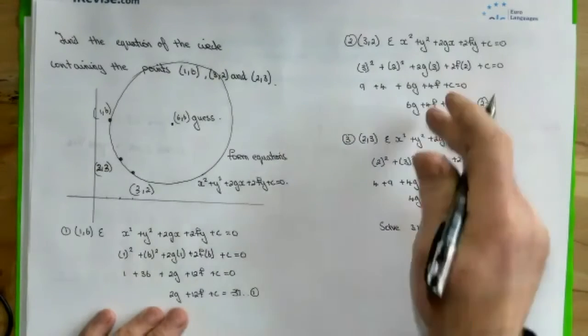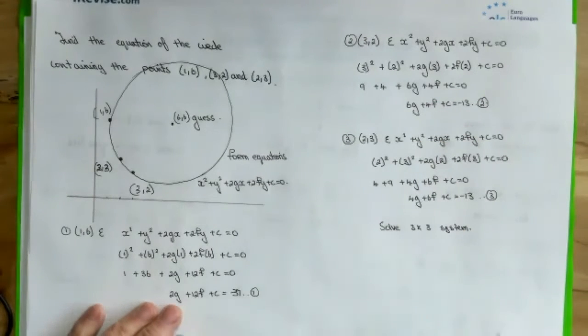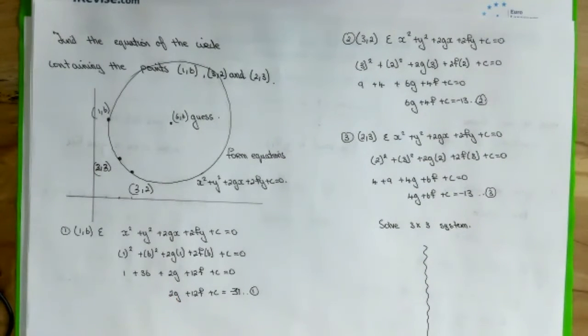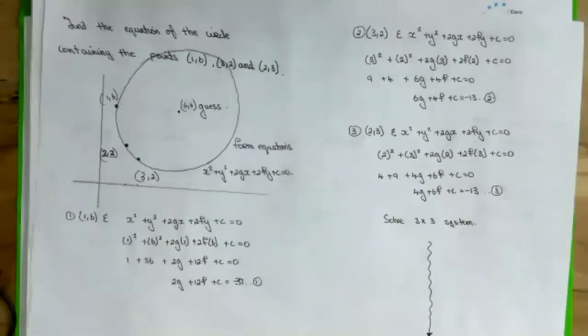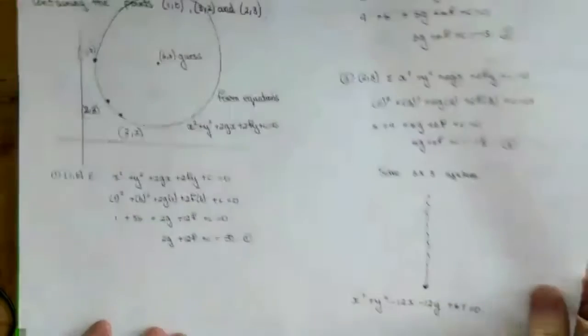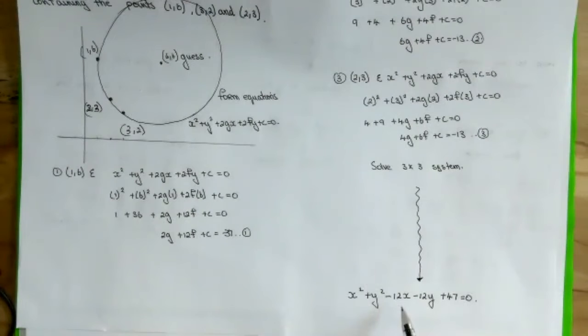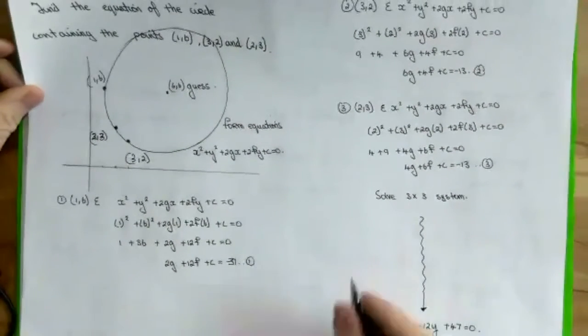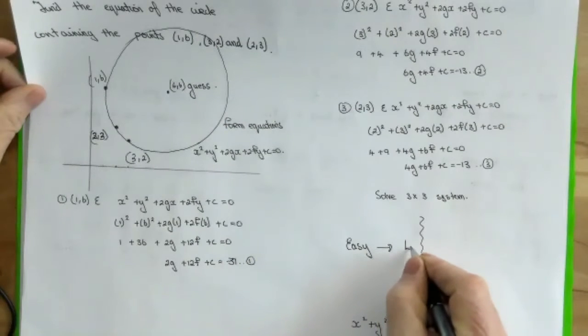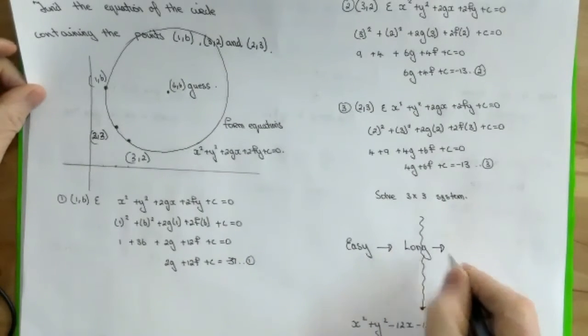x, y, z, x, y, z, x, y, z. It's the same maths. You solve that 3 by 3 system and you end up with your equation. And the equation you'll end up with is x squared plus y squared minus 12x minus 12y plus 47 equal to 0. So mathematically, this is easy, but it's long and it takes too much time.